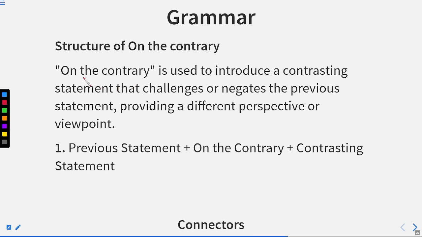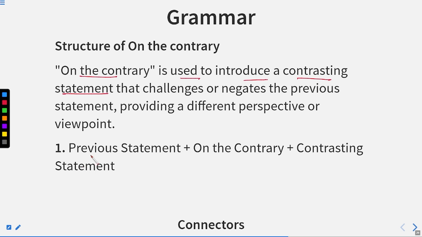Structure of "on the contrary". "On the contrary" is used to introduce a contrasting statement. Now, there are two situations: one which has been said, and another which is contradictory, contrasting the previous statement. So, "on the contrary" is always used with that statement which shows the contradiction over another, challenging or negating the previous statement and providing a different perspective or viewpoint.